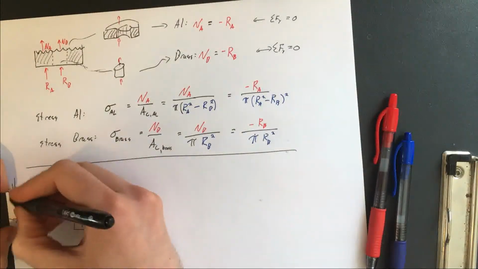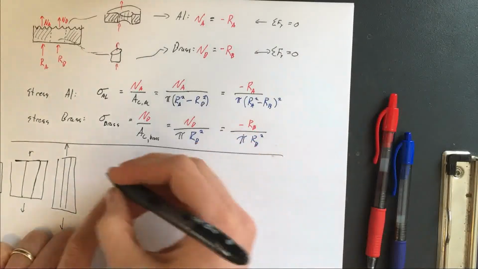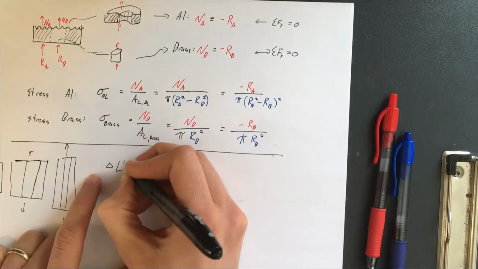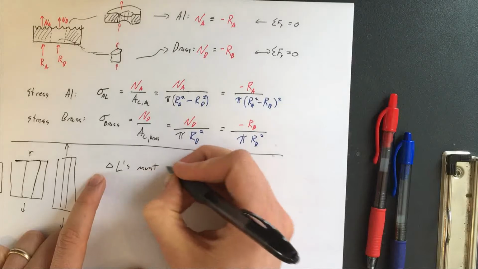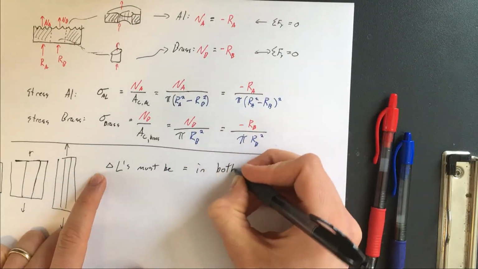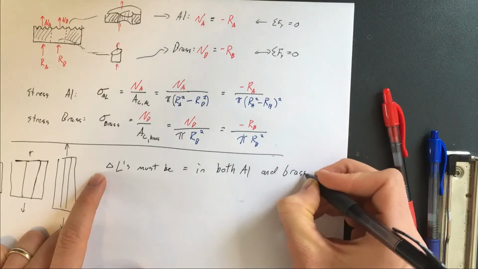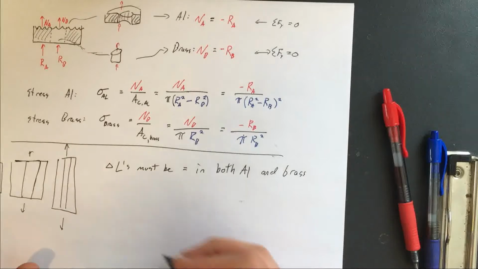They're both going to compress together. They're in it together. So what does this mean? This basically means our delta L's must be equal in both the aluminum section and the brass section. But hey, wait a second.